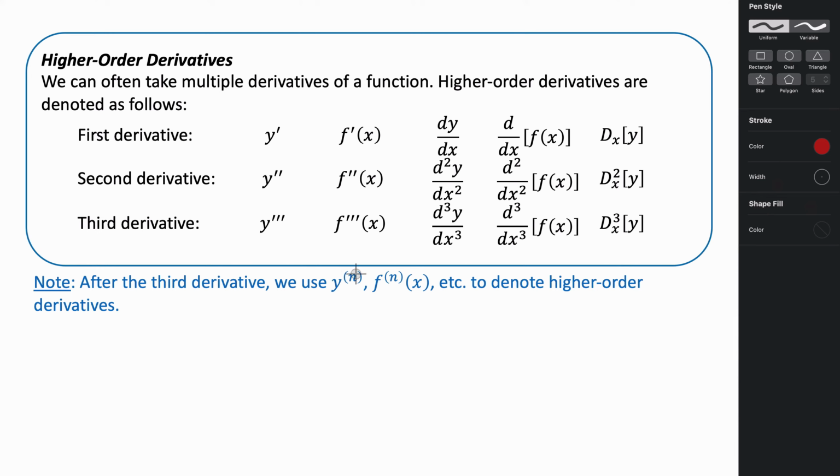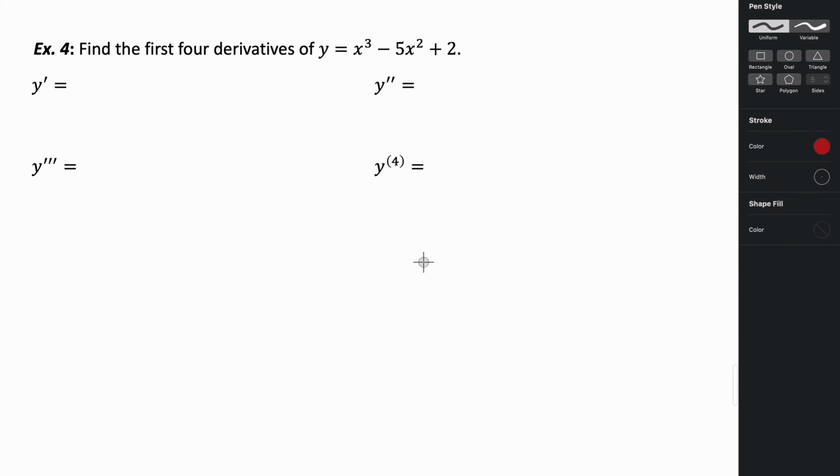So it'd be like y to the fourth in parentheses, or f to the fourth x, like in parentheses. And those denote higher order derivatives. So let's go ahead and take a look at how we would evaluate some higher order derivatives. So it's asking us to find the first four derivatives of the function y equals x cubed minus 5x squared plus 2. So the first derivative, we can just use the power rules and then the sum and difference rules.